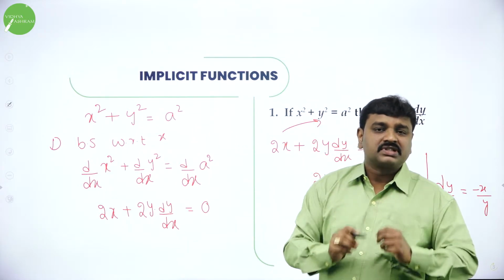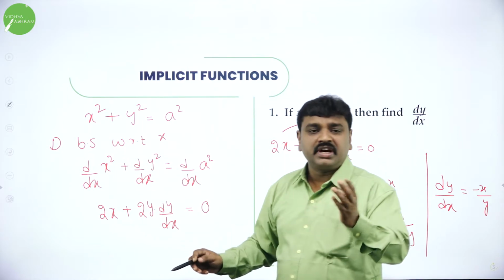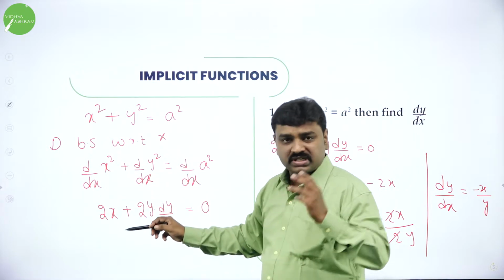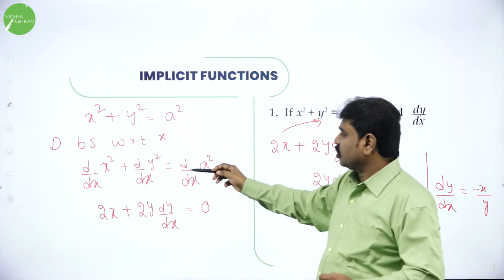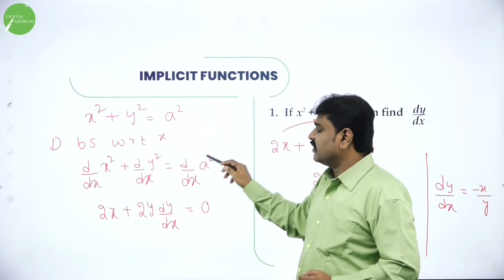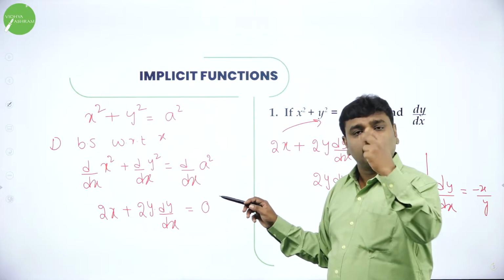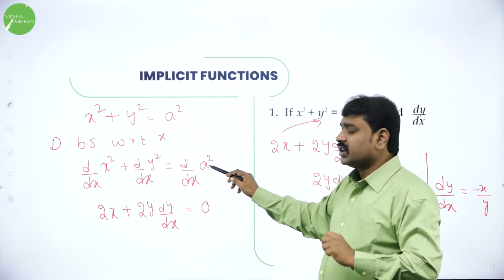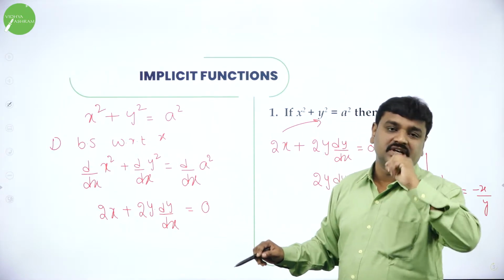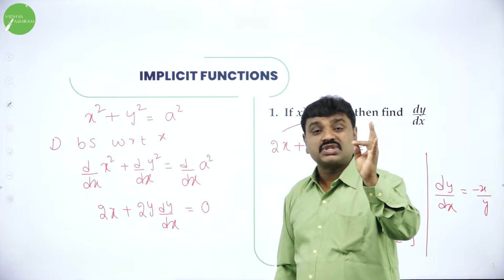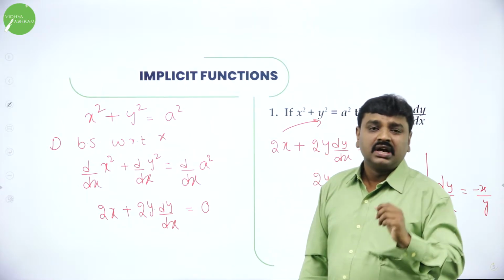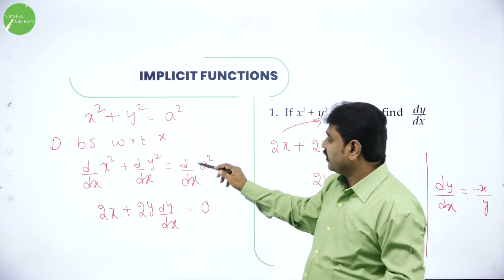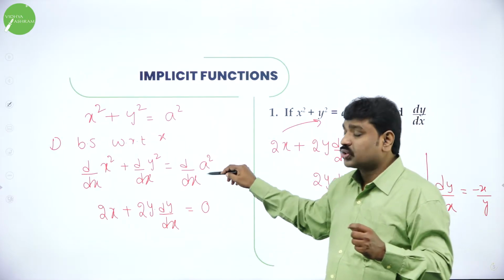Whenever the function is implicit, you should differentiate both sides, meaning apply d by dx on both sides. In LHS, d by dx of x square plus d by dx of y square is equal to d by dx of a square. Very interesting: derivative of a square, a is constant, 2 is constant, constant power constant is also constant. Differentiation of a square is 0 because a square is constant. I told you all alphabets except x, y, t are constant, and all numbers are constant. So the derivative of a square is 0 because we treat a square as constant.